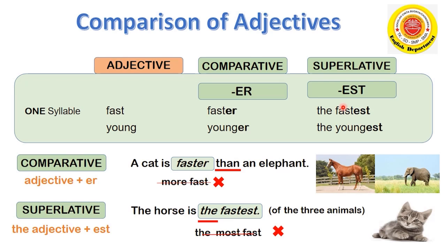Again, since the adjective has one syllable, we don't say more fast. No. We say faster. And for the superlative, we don't say the most fast, but the fastest.